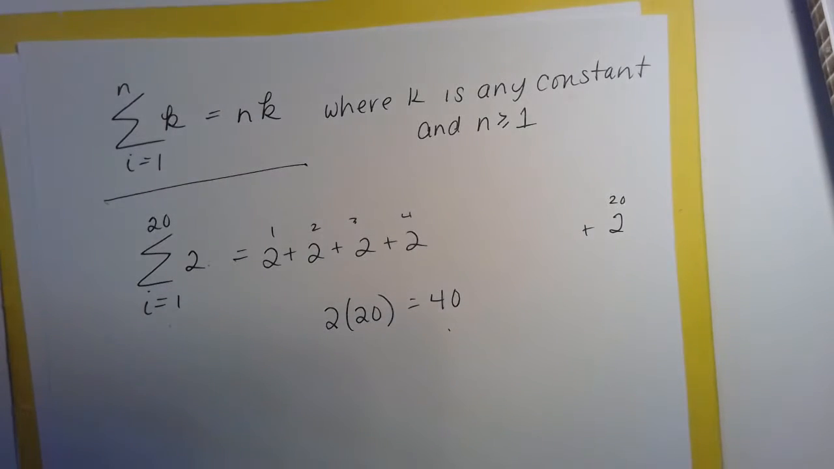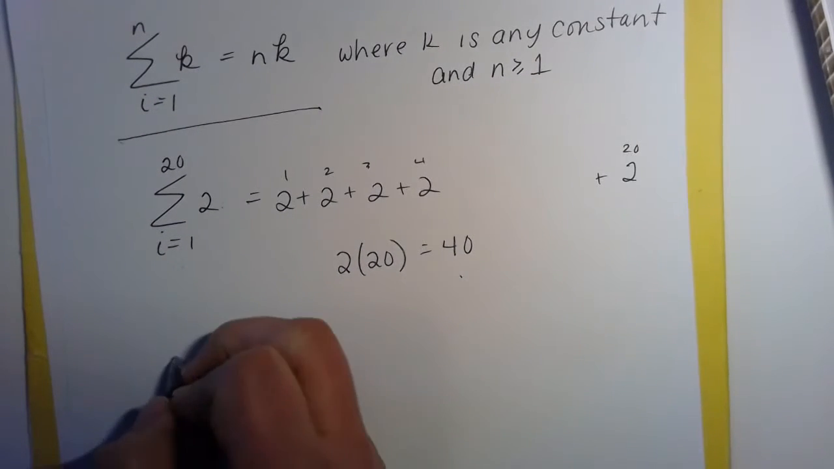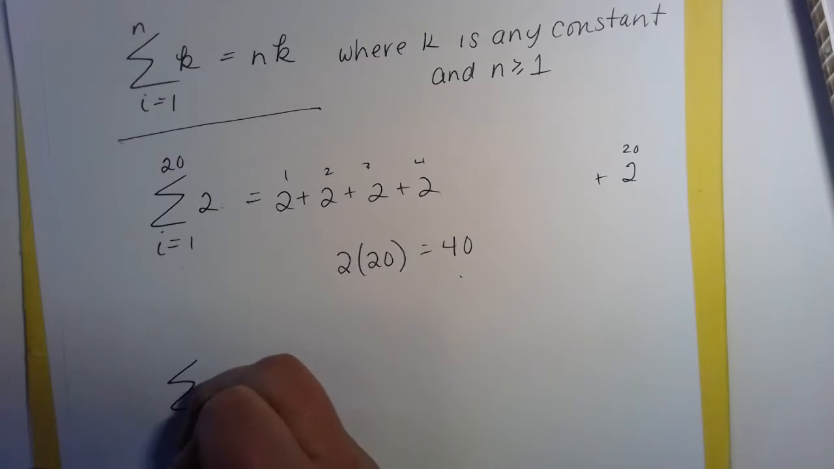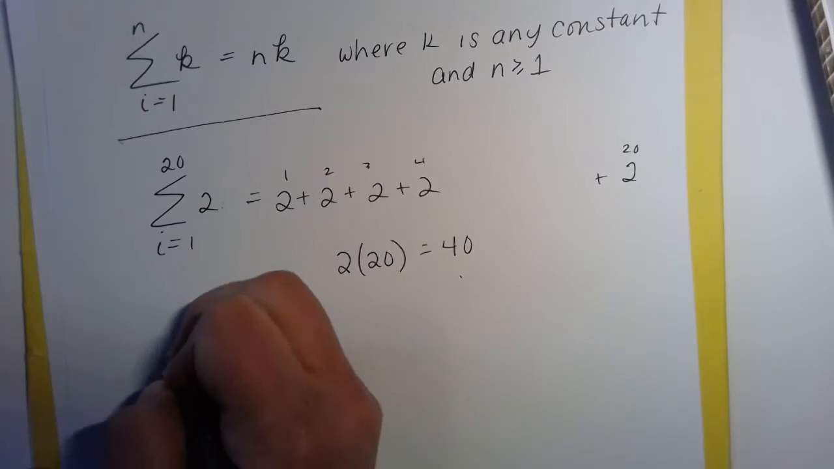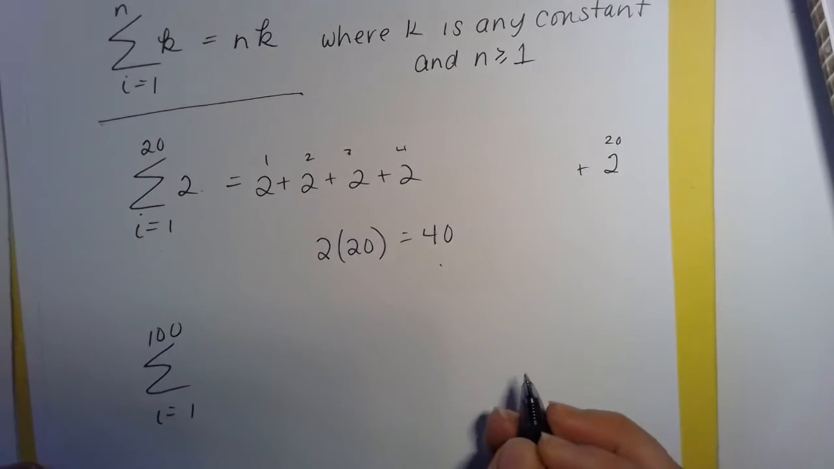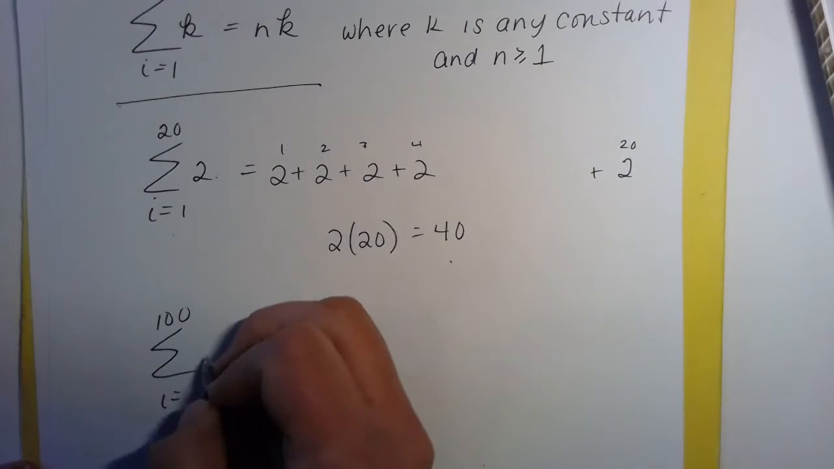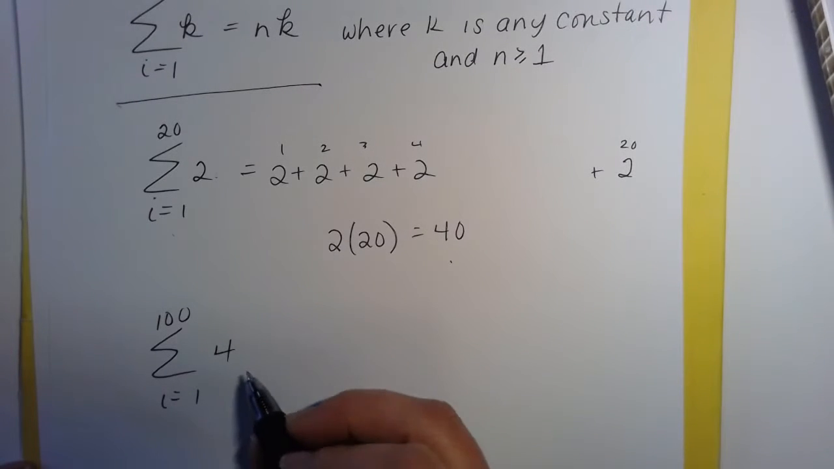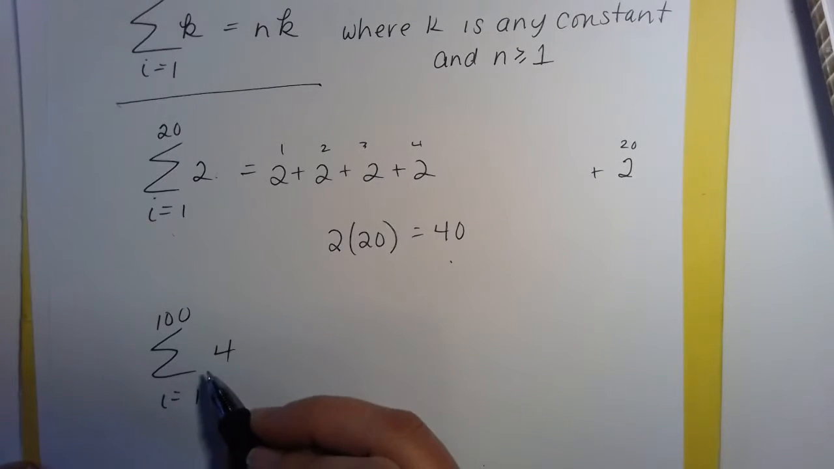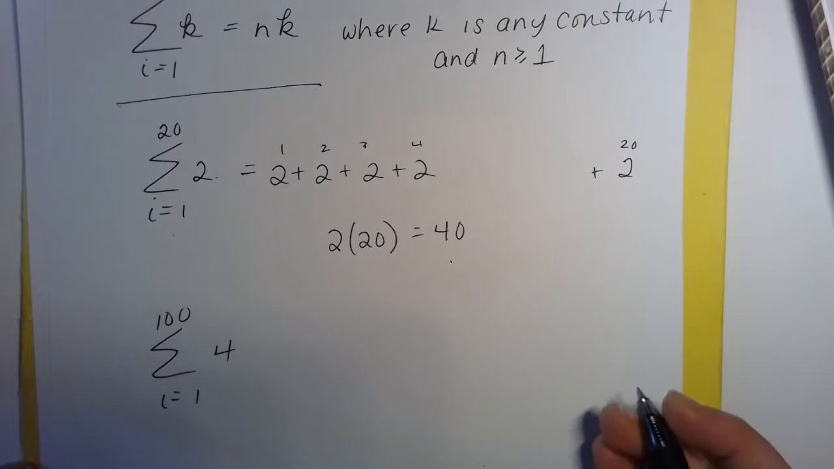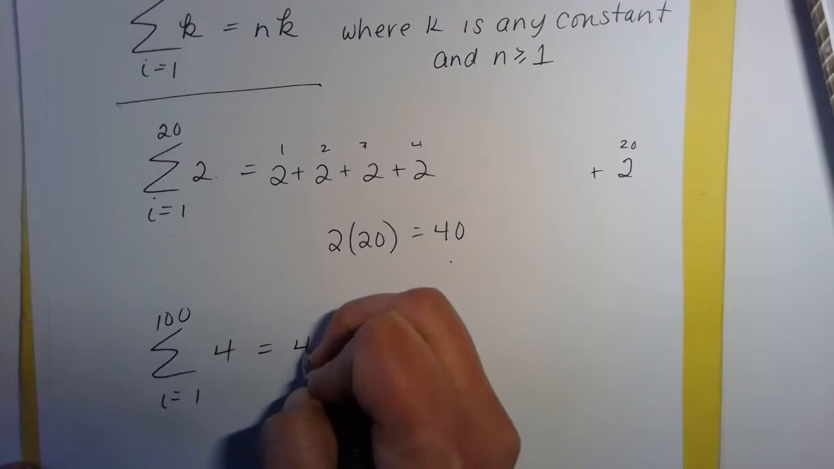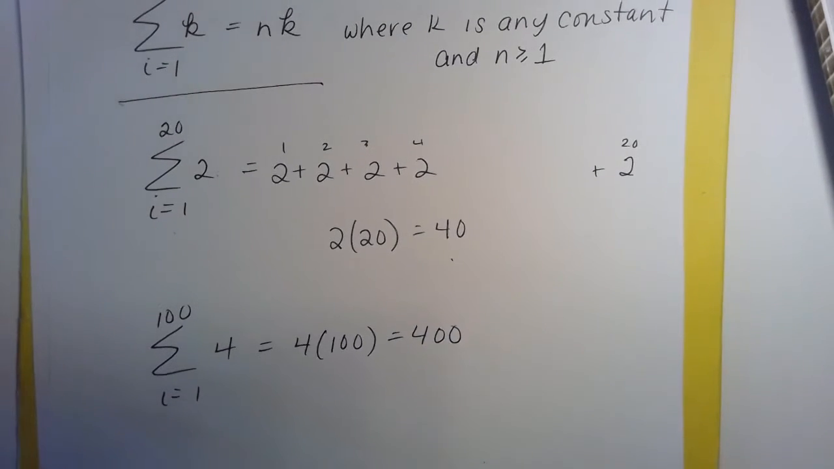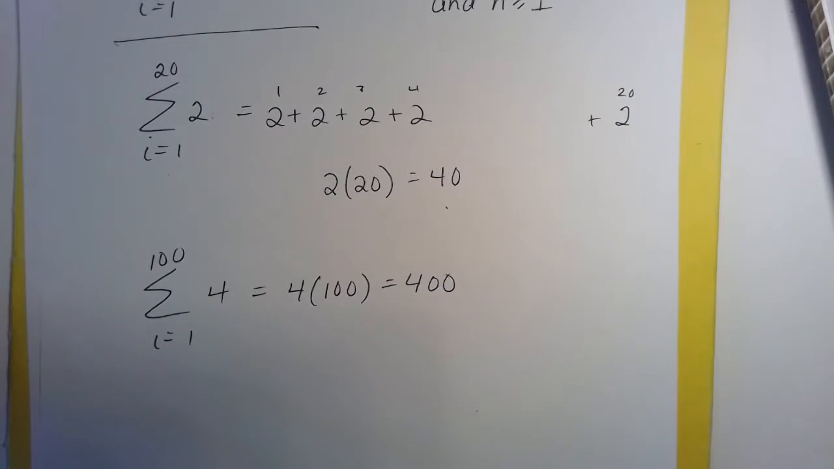Okay, just to do one more of those, if I have i equals 1 to 100 of, I don't know, we'll do 4, then this means I'm going to add 4 together 100 times, which is really just 4 times 100, which is 400. Isn't that lovely?